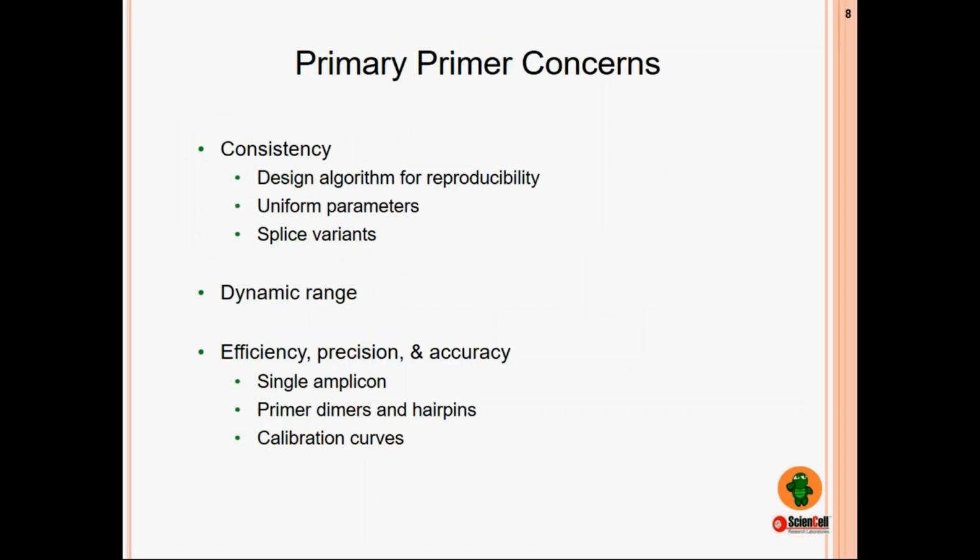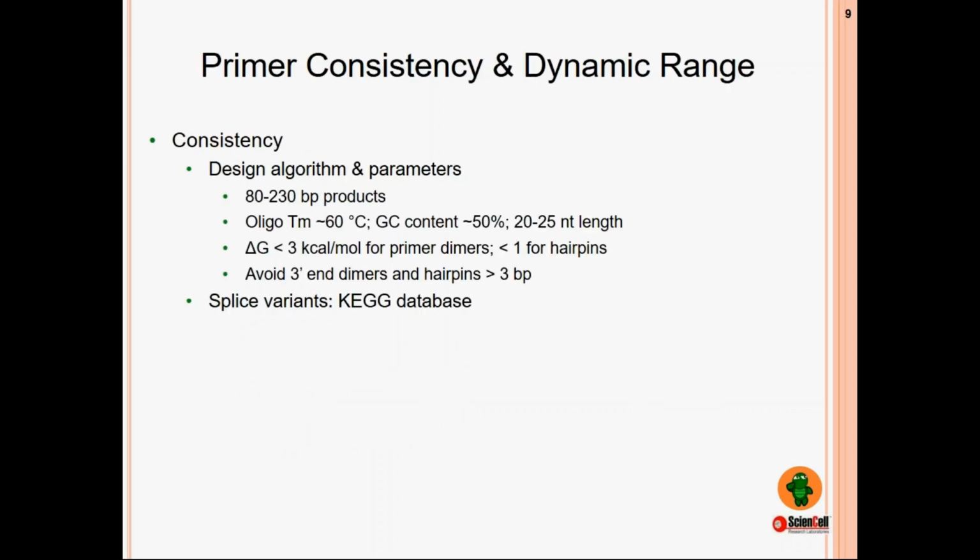At Sciencell, we pay particular attention to three main categories of factors that can affect primer function when designing and optimizing our primers, and those are consistency, dynamic range and efficiency, and precision and accuracy, which I kind of lump together as one thing. Let's talk more about each of these. Consistency refers to having uniform parameters like primer annealing temperature, product size, primer size, GC content, etc. for all of the primers used in a single array.